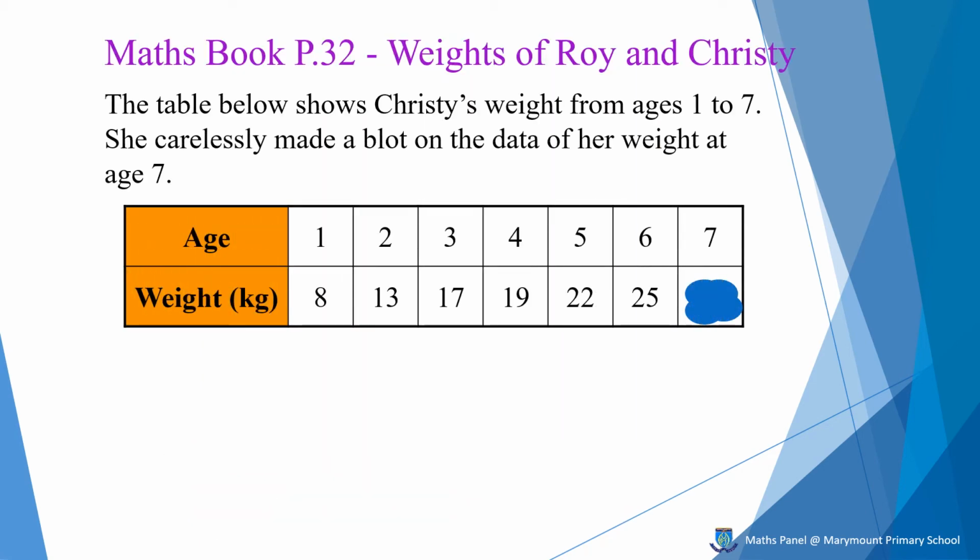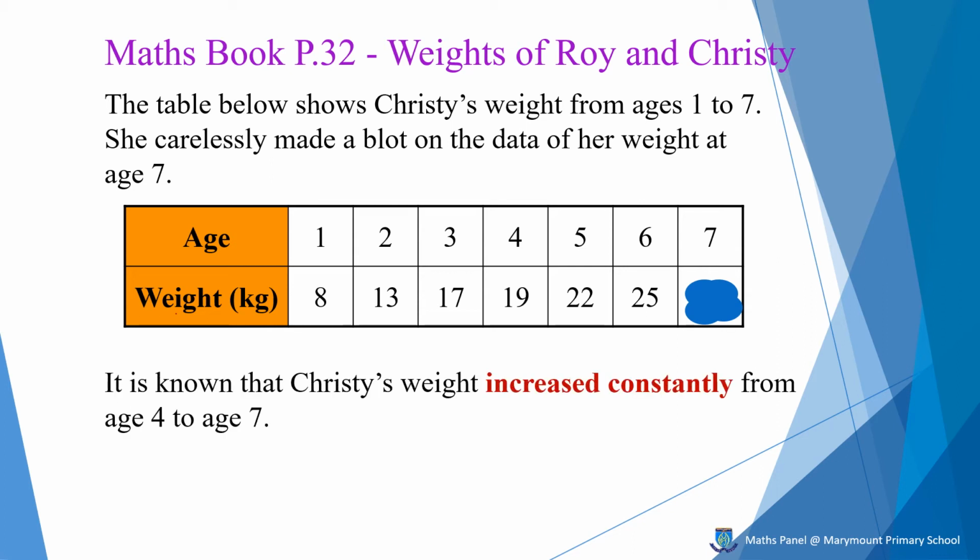Have a look at your math book page 32, this question. The table below shows Christie's weight from age 1 to 7. She carelessly made a blot on the data for her weight at age 7. So it is known that Christie's weight increased constantly from age 4 to age 7. So what does it mean by increased constantly? It means that the broken line representing the weight of Christie from age 4 to 7 forms a straight line.